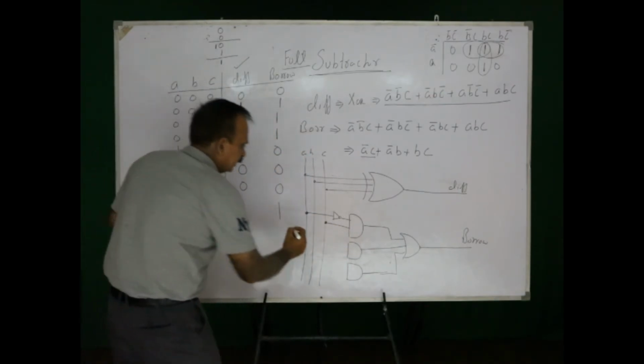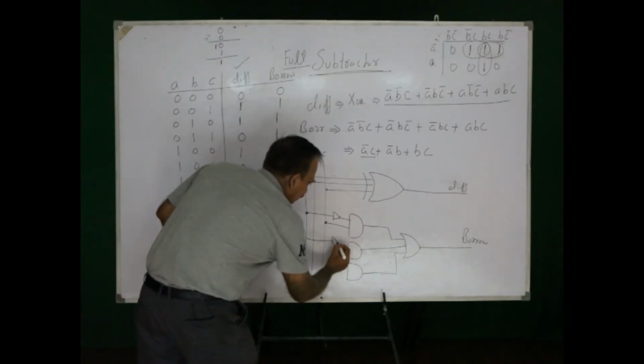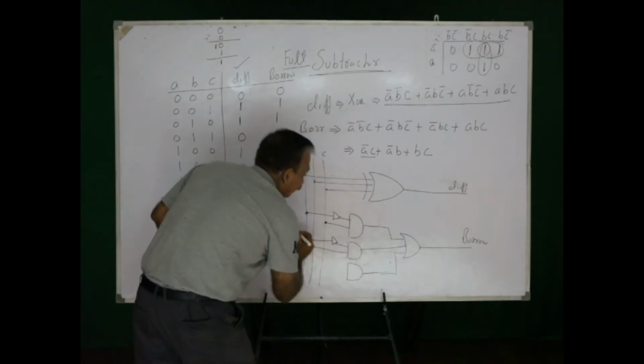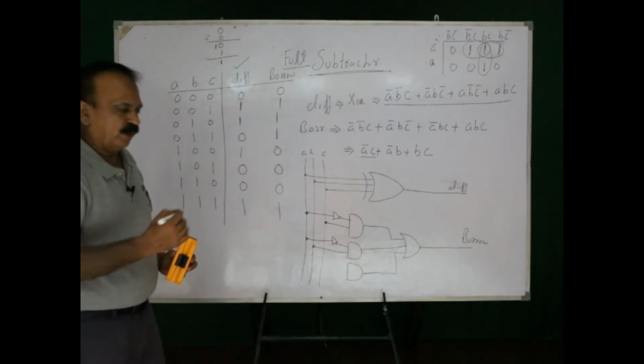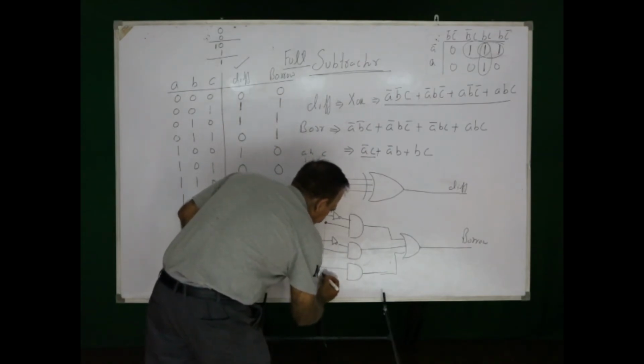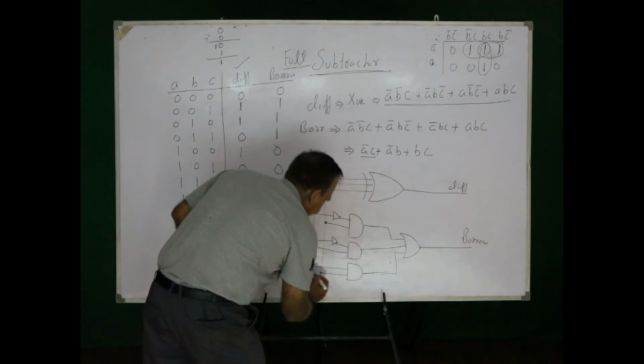The second one is A bar and B. This is A bar, and with that the second one is A bar and B. And the last one is nothing but B and C. This is B and this one is C.